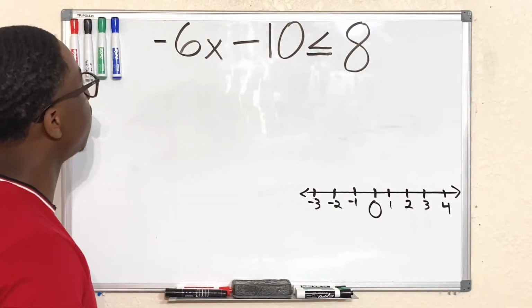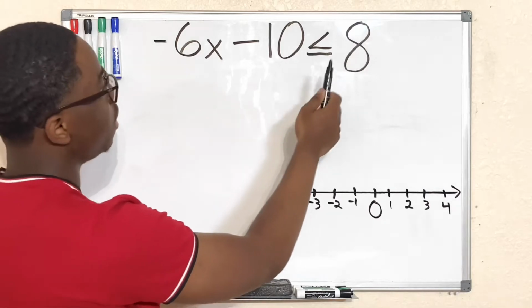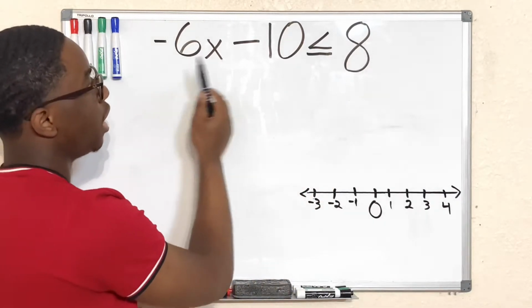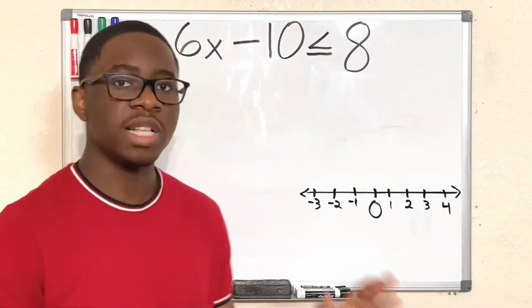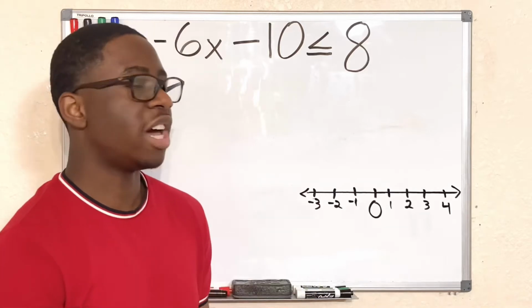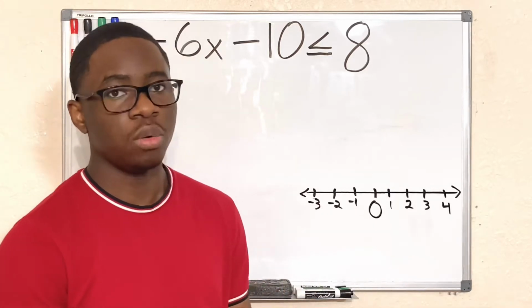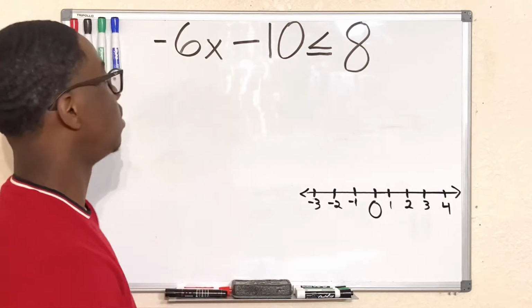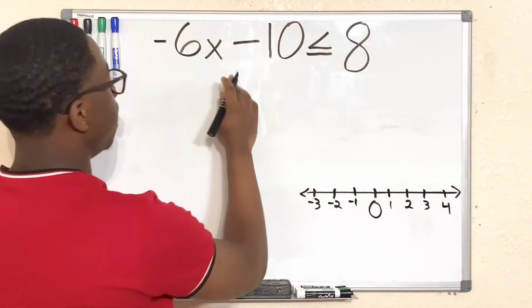All right, so here we have negative 6x minus 10 is less than or equal to 8. Already I'm thinking I have a coefficient that's negative, and I have an inequality symbol. That tells me at the end of this, I'm going to have to flip the sign, because in math, we know that whenever you have inequalities and you have to divide or multiply by a negative number, you have to flip the sign. So let's go ahead and put that into good use.